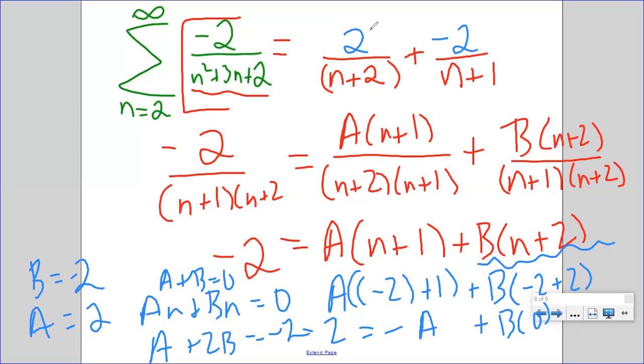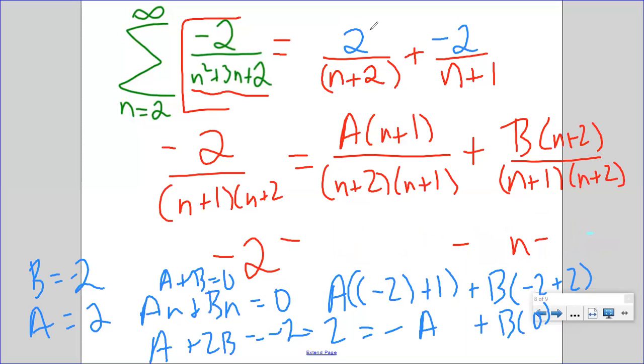Okay. And partial fraction is also very helpful in pre-calc, in calculus. I use partial fraction a decent amount. It's not just in telescoping series.